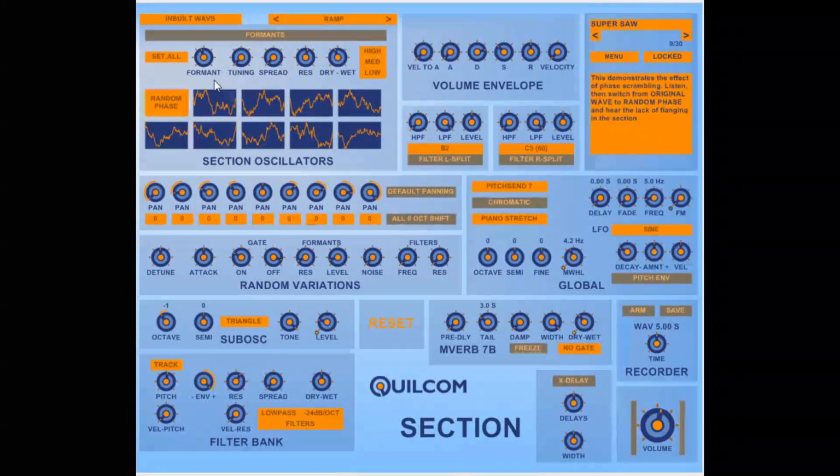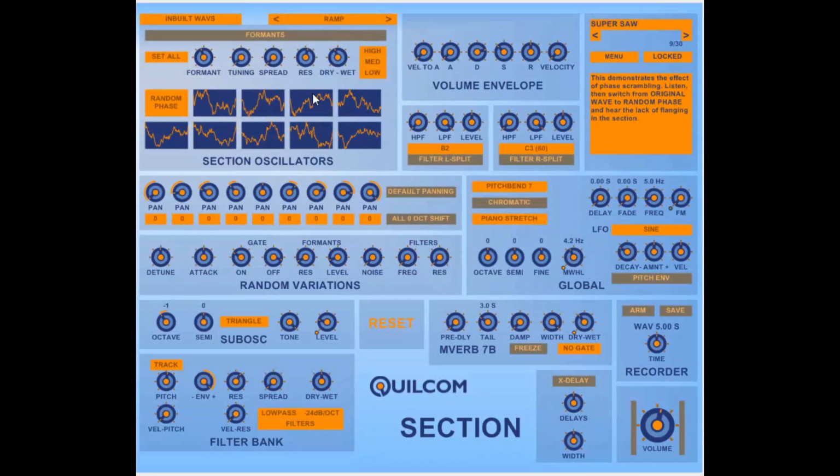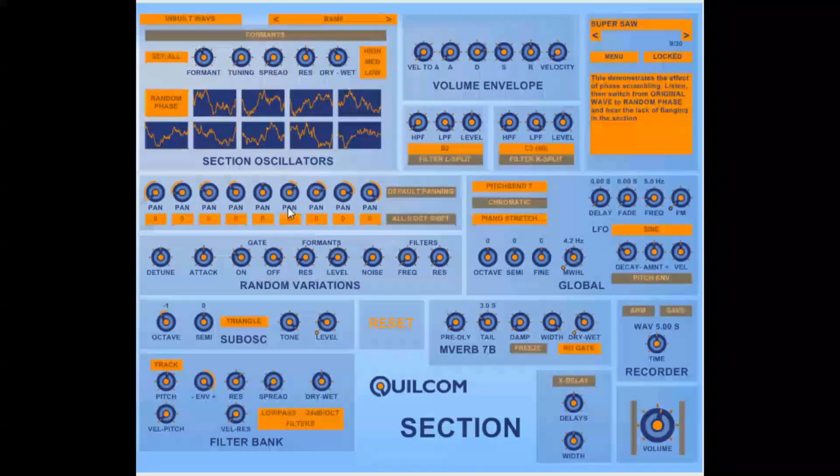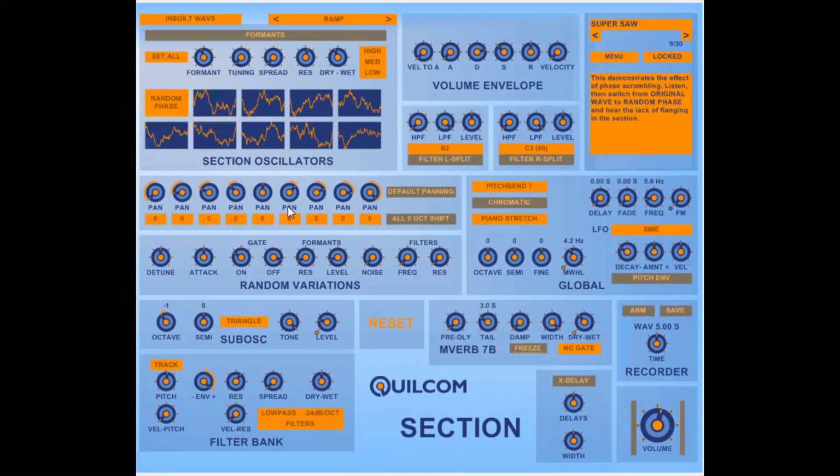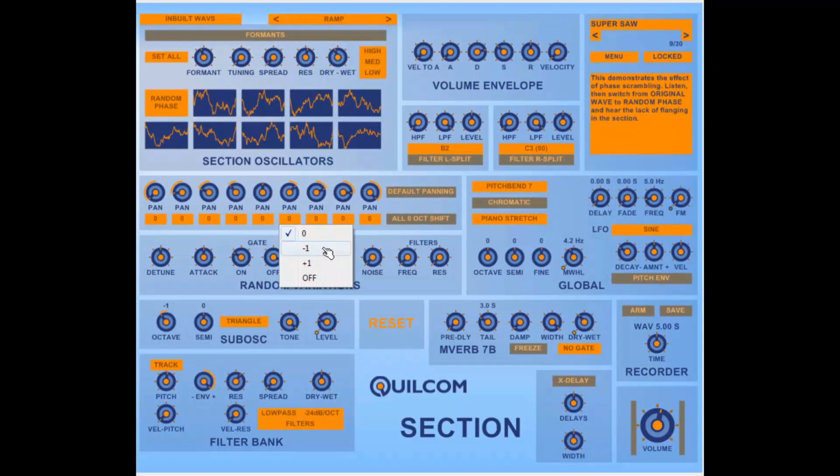Each oscillator has a formant system with up to 3 different peaking filters, with a lot of control over what you can do with those formant filters. This little panel here does panning for each of the 9 oscillators, and you can also go down or up one octave or turn that particular oscillator off. You can set default panning here.